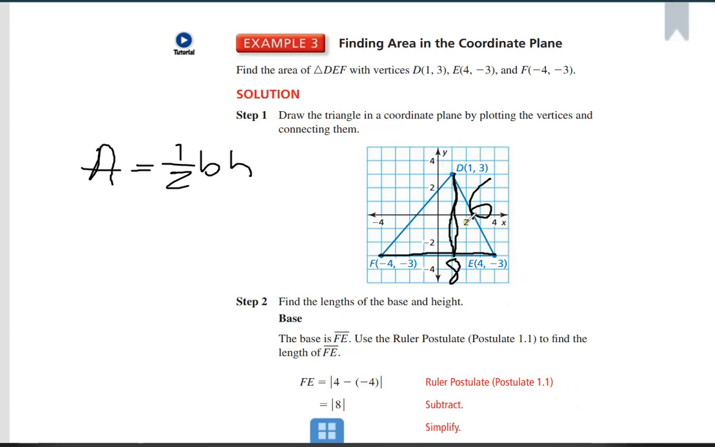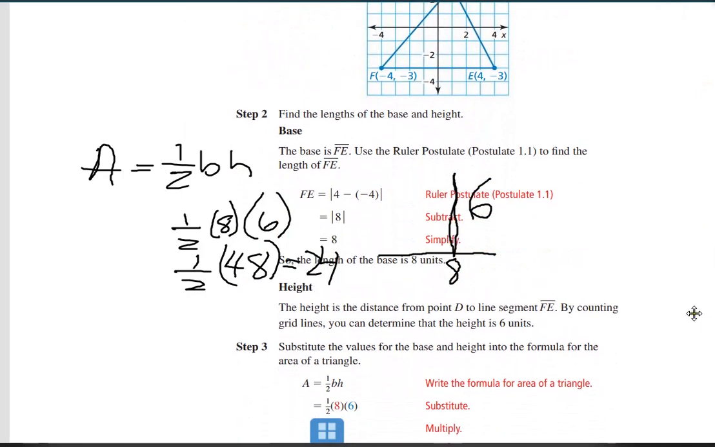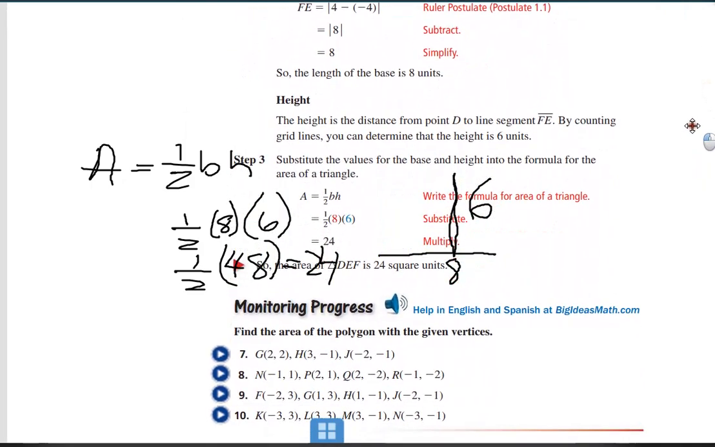All right, the distance between, this is at -3 and this is at +3, that's 6. So then I just go ahead and do it. 1/2, base is 8, height is 6, half of 48 is 24. There we go, and that'd be done. And they're just explaining what I just did there.